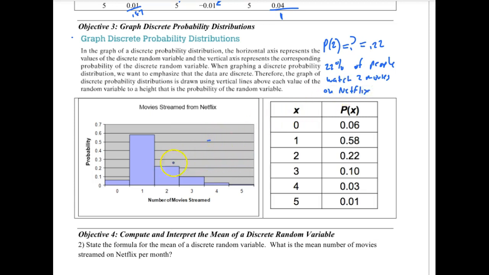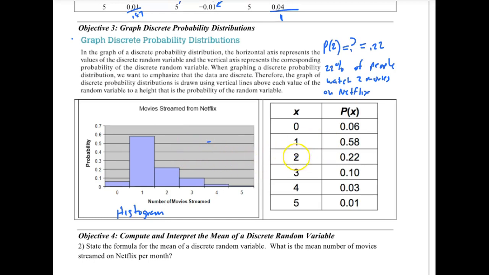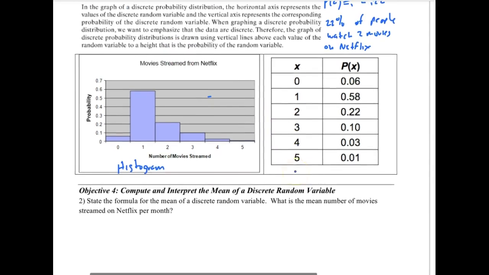And so this is what the graph will look like. It's just a histogram. That's all that is. So the graphical representation of a probability distribution turns out to be a histogram. And so that is the graphical way that we analyze a probability distribution. So you can see one movie is the most amount that people watch per month. So you would just put that information in, and then you would make a histogram of that. And so that's what the graph of a probability distribution looks like.